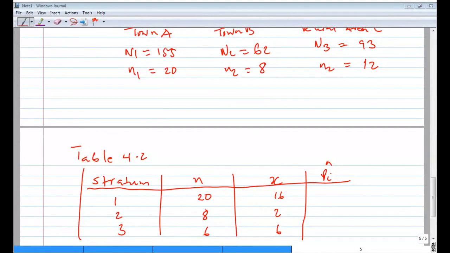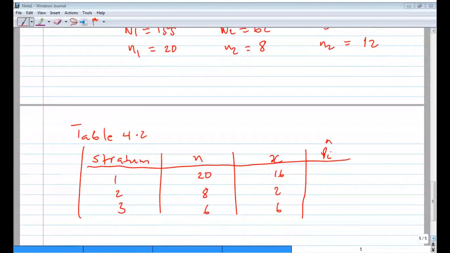Sir, see that one? Yes. You made a mistake at N3. It's 12, not 6. Oh, yes. Thank you very much. Thank you. That means you're around. Thank you for that. So it's 12.